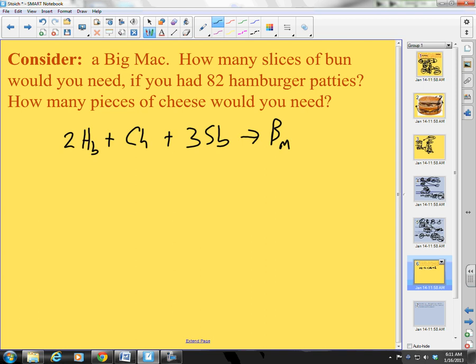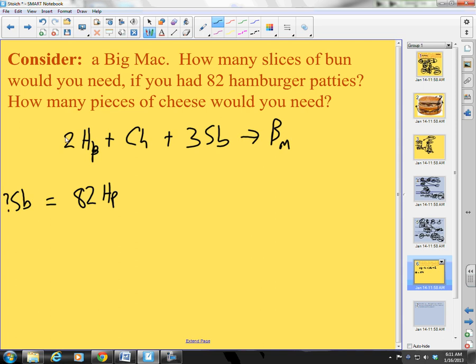If I have 82 hamburger patties, okay, so I have 82 hamburger patties, HP. Hamburger patties. And I want to know how many slices of buns I will need. Okay, so I want to find out slices of bun. How am I going to do that? Well, I can use my mole ratio.